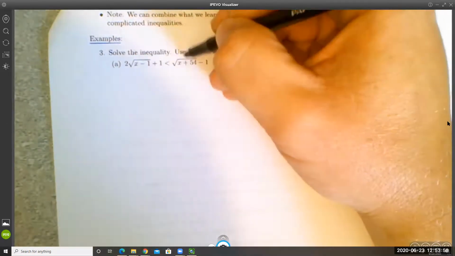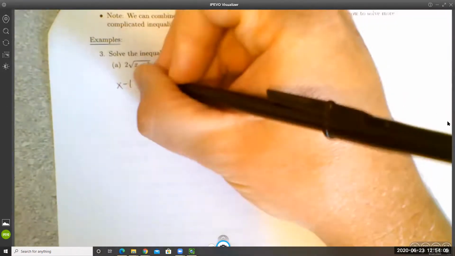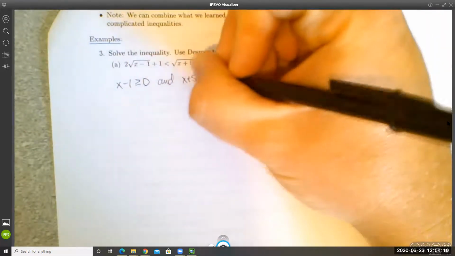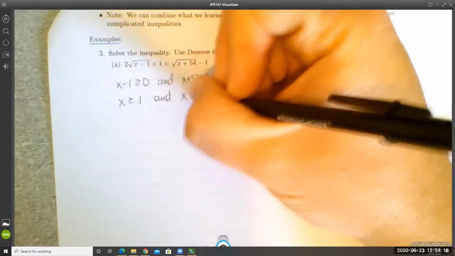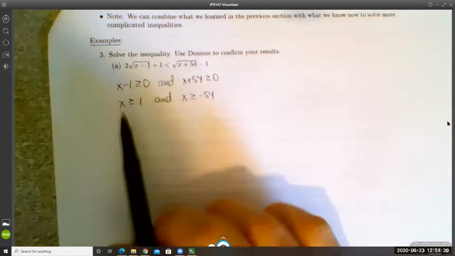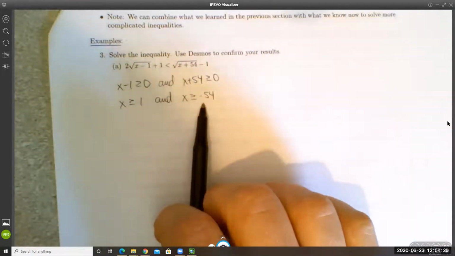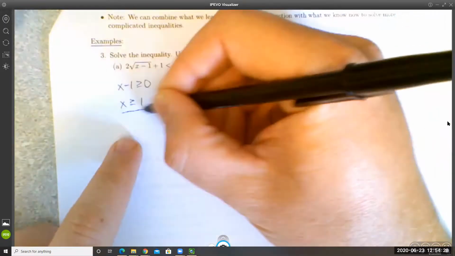So in order for this inequality to make any sense at all, I need these square roots to be real numbers, which means I need their radicands to be non-negative. So I need x minus 1 to be bigger than or equal to 0, and I need x plus 54 to be bigger than or equal to 0. That means I need x to be bigger than or equal to 1, and I need x to be bigger than or equal to -54. Well, if x is bigger than or equal to 1, then x is already going to be bigger than or equal to -54. So this is sort of my restriction right here.